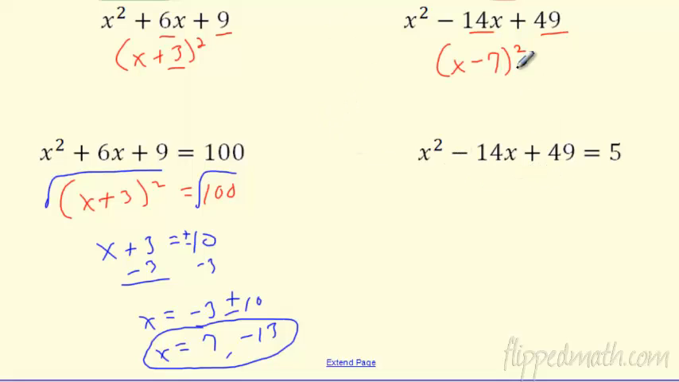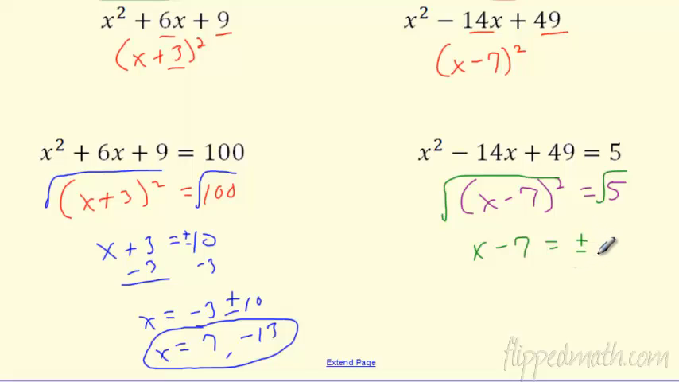Cool. How about this one over here? So it's the same perfect square above. I recognize that that was x minus 7 squared. And that equals 5. And then what am I going to do? I'm going to square root both sides. So boom, square root both sides. So this is nice. Square root cancels the square. Oh, but check this out. That is plus or minus square root of 5.